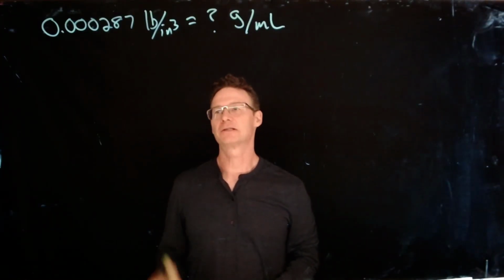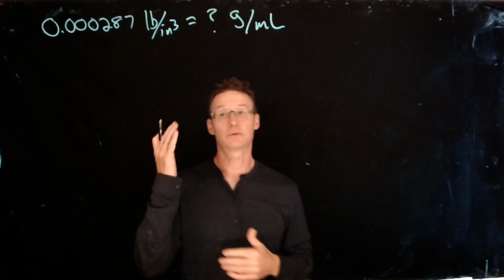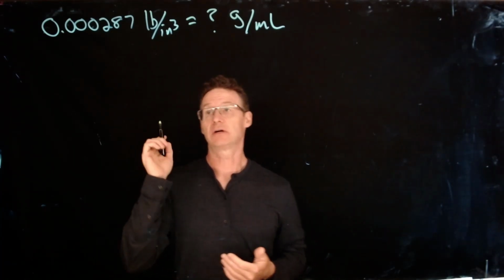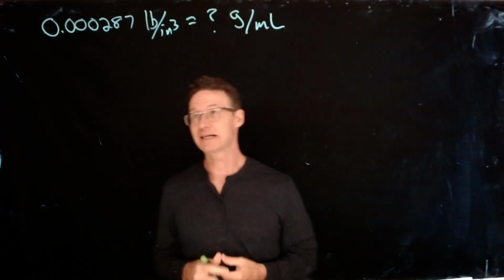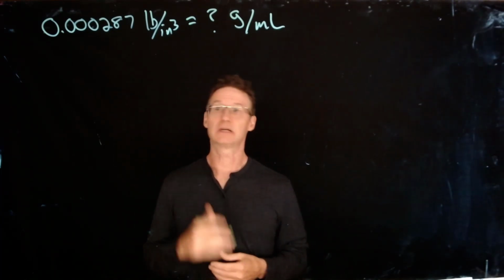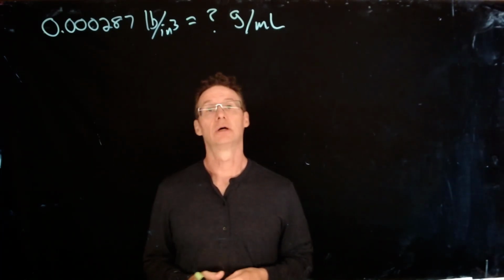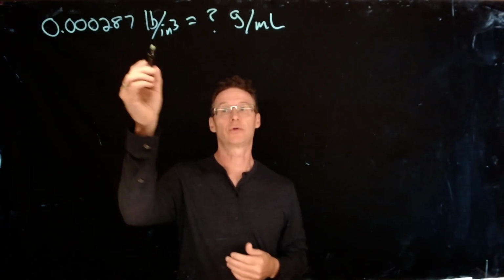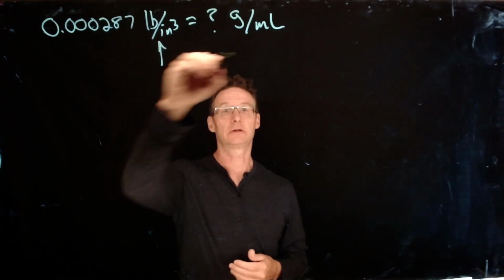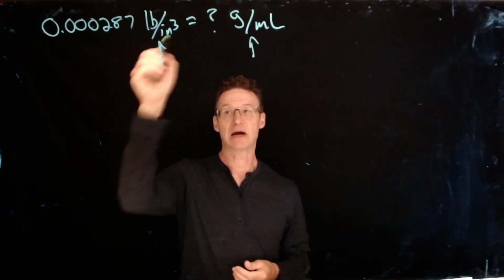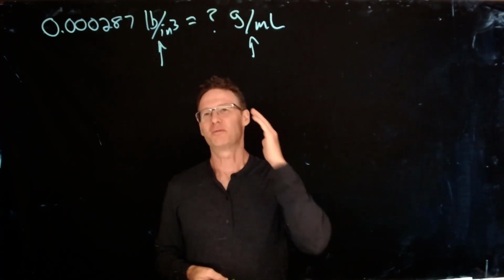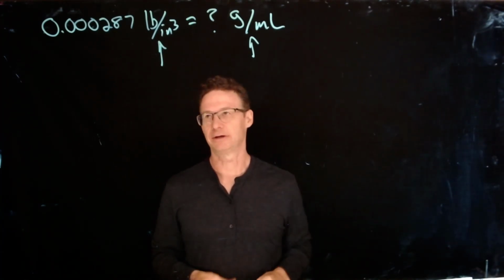All right, let's take another look at a problem that involves a cubed unit. It's going to take us a few steps to get through this. We're going to figure out if a substance has a density of 0.000287 pounds per cubic inch, what does that come out to in grams per milliliter? So these are both density units. Any unit that has mass on the top and volume on the bottom can be a density unit. So we're going to go from pounds per cubic inch to grams per milliliter.